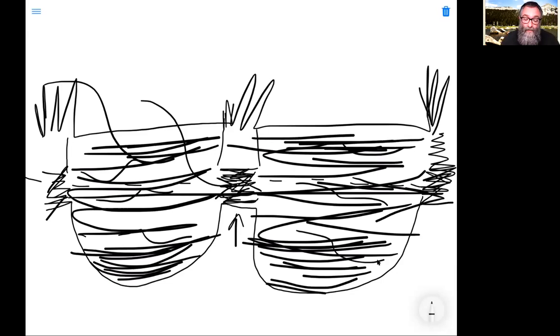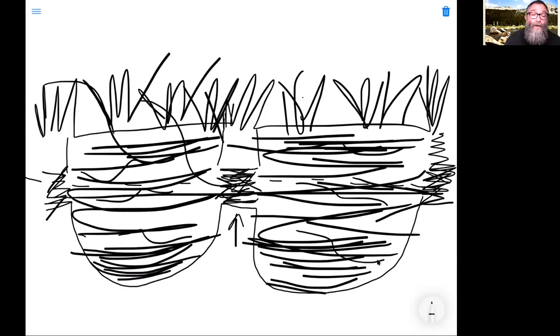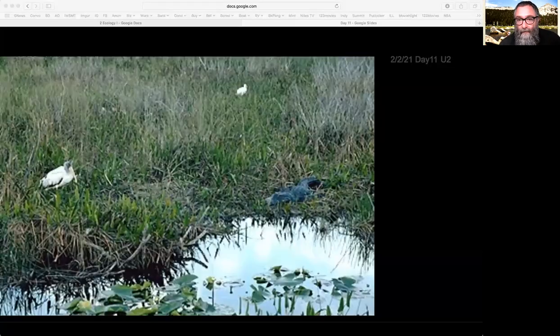All the ponds filled in, and they became grassland, where fire spread more quickly when there would be lightning strikes, and the entire ecosystem disappeared because there were no more alligators.